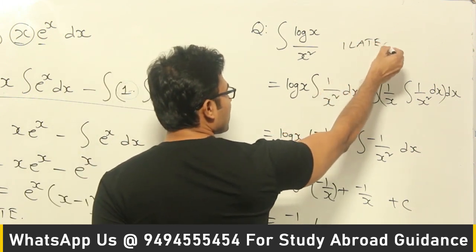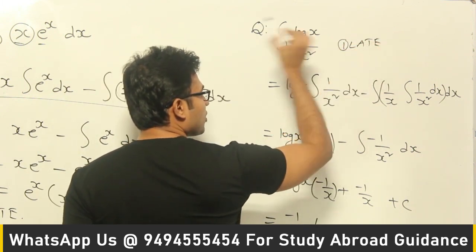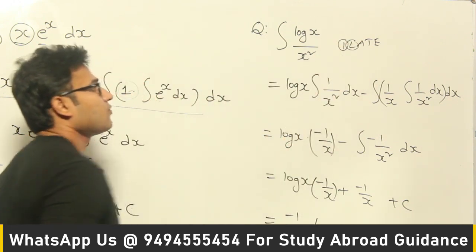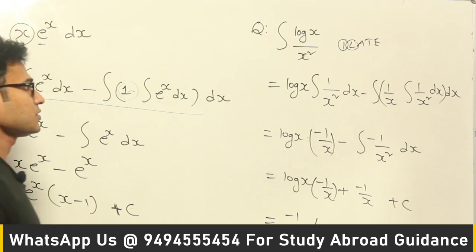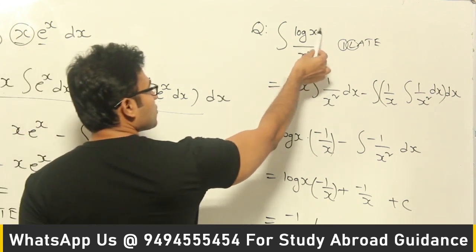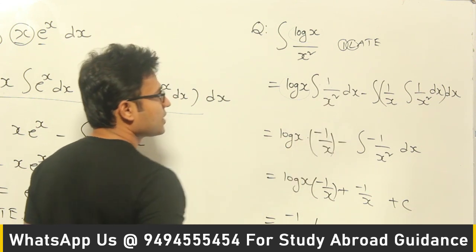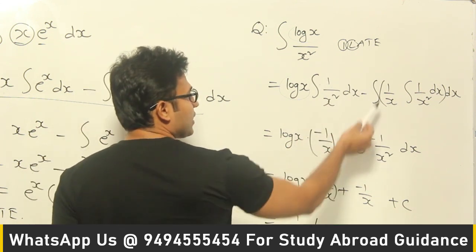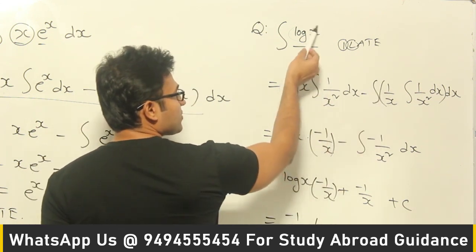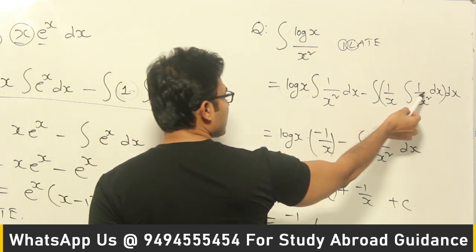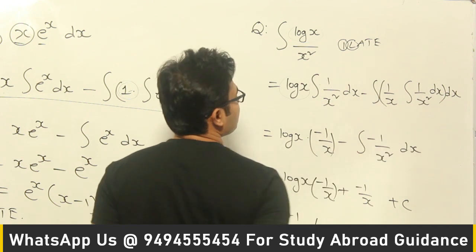Now if you use the rule ILATE, inverse trigonometric you don't have, but logarithmic you have. Therefore you can take f of x as the logarithmic function, which means log x is going to be f of x. Therefore f of x into integral g of x dx minus f dash of x. f dash of x means d by dx of log x, which is going to be 1 by x into integral g of x dx.